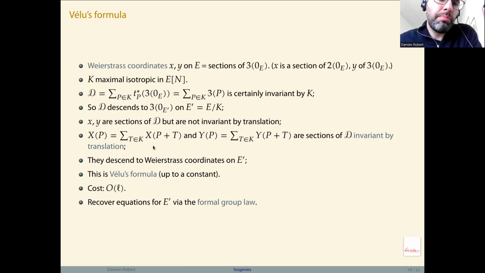And if you look at the polar divisor of this function, it's easy to check that they descend to the various size coordinates on E prime. And this is exactly Velu's formula up to a constant. So Velu normalized this formula so that on the formal groups it's a bit nicer looking. And so the cost of the formula is simply a sum. So it costs O of, it should be n here, O of n. And we can recover equations for E prime by working over the formal group law. I won't explain this, but here I'm just explaining how to evaluate my coordinates using Velu's formula.